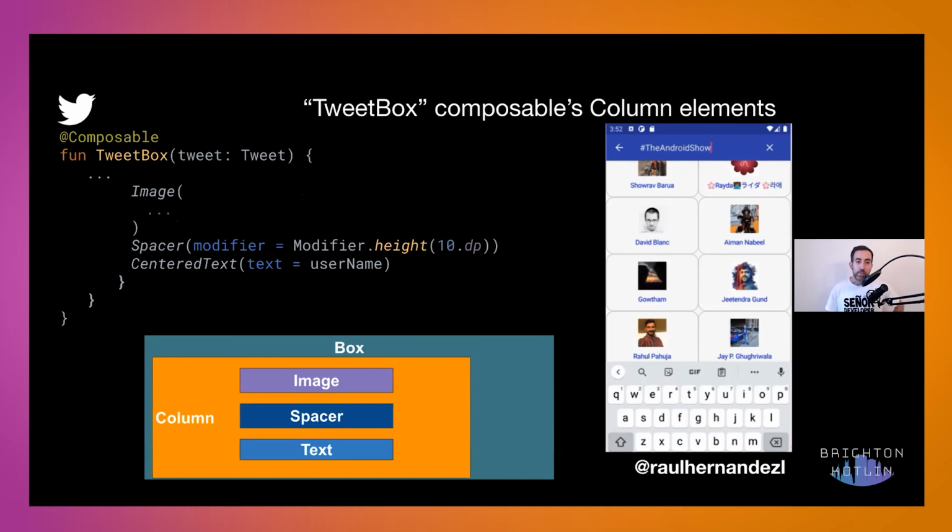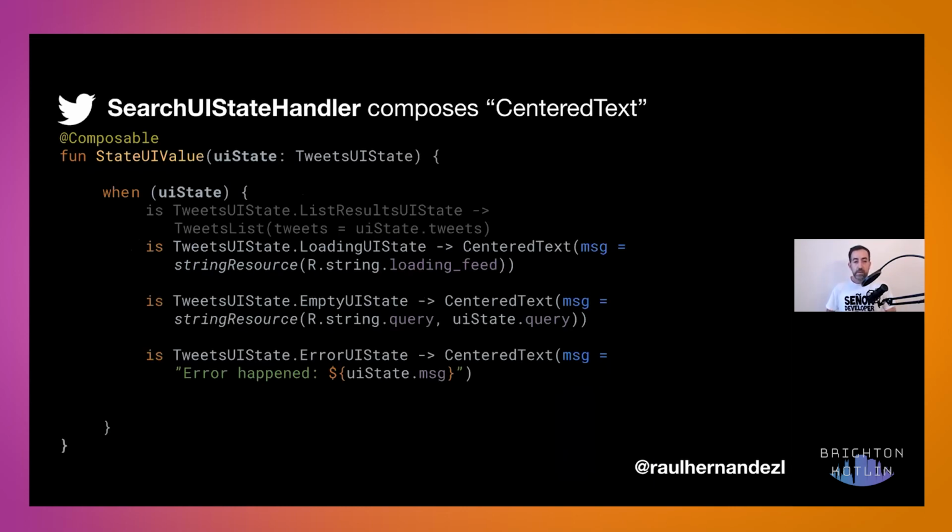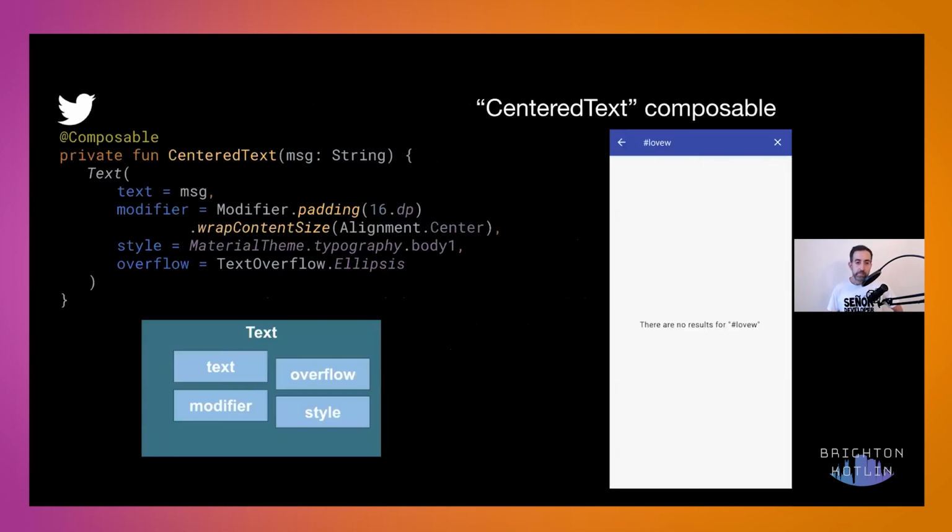Now, for this variation, we need a spacer with a height, and then the center text. That is just something that we want to render for the username to be shown. And with that, we have the box with the column and the image, the spacer, and the text. Now, for processing the rest of the items, I extracted the strings to the file of different strings, and I rendered them with the same component that I used, center text, for the error and also for the empty UI state.